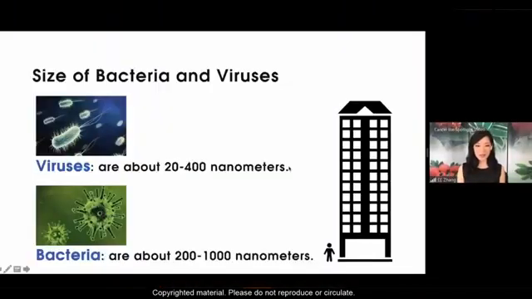So one of the main differences between bacteria and viruses is the size. For example, viruses are much, much smaller than bacteria. Viruses are only about 20 to 400 nanometers, whereas bacteria are about 200 to 1,000 nanometers. Now, if you wanted to compare the two of them together, you can see the picture there. A virus would be the person, and the bacteria compared to a virus would be the size of an 11-story building.